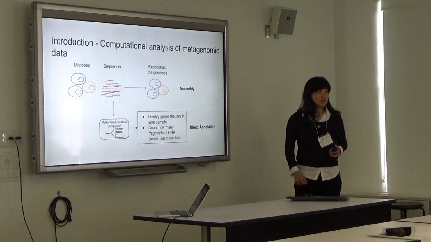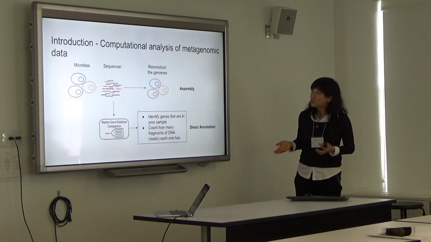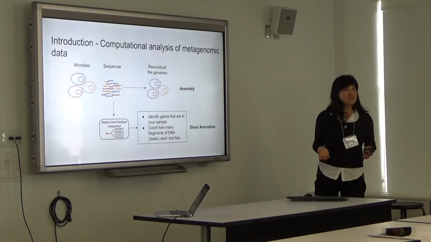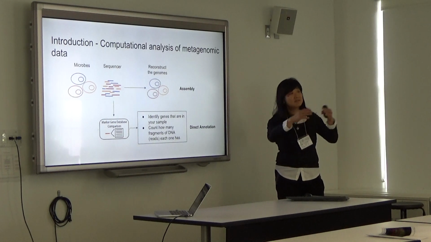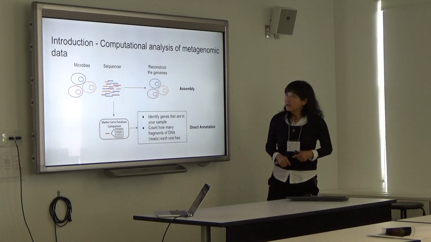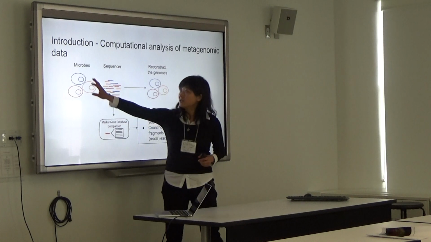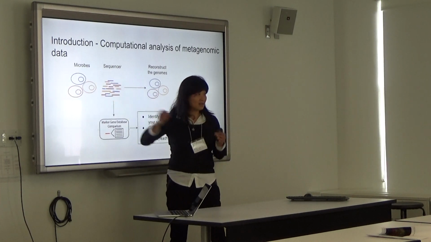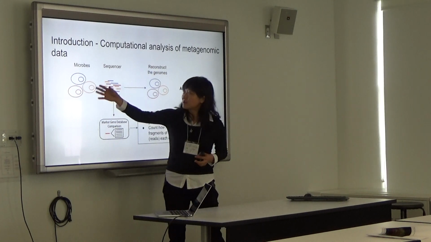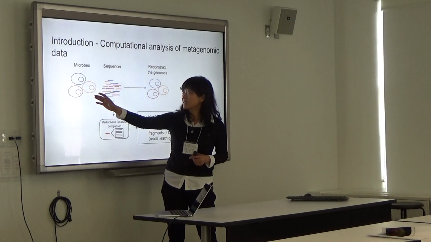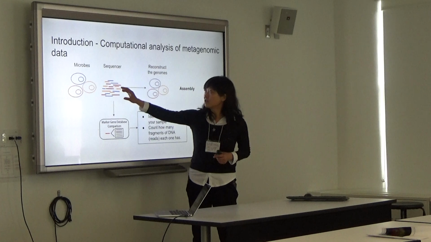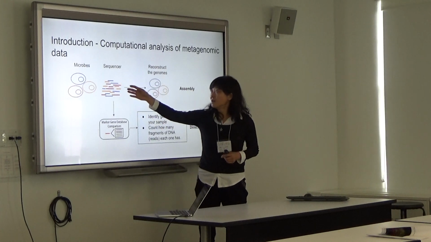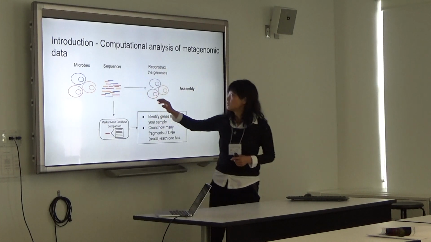Okay, so we talk about metagenomics. How do we analyze this big data? We have lots of ATCG sequences, and how do you analyze them? Here is a cartoon illustration of the process. You have samples from various different places. There are microbes. Then going through the sequencing machine, you have the DNA sequences.